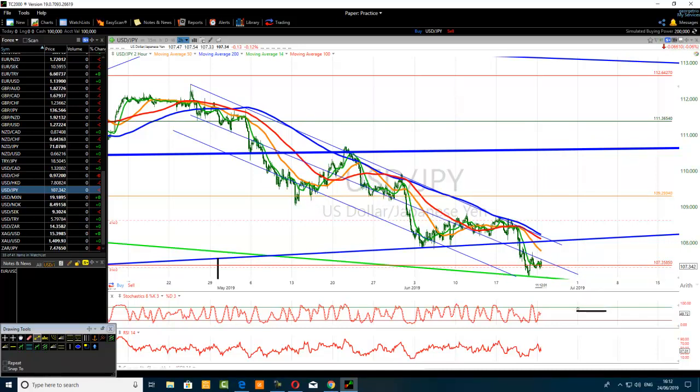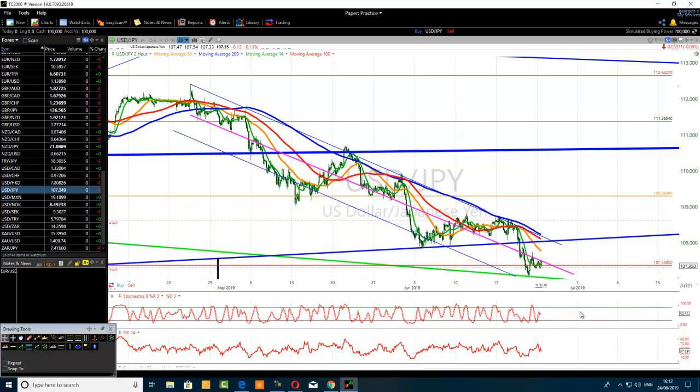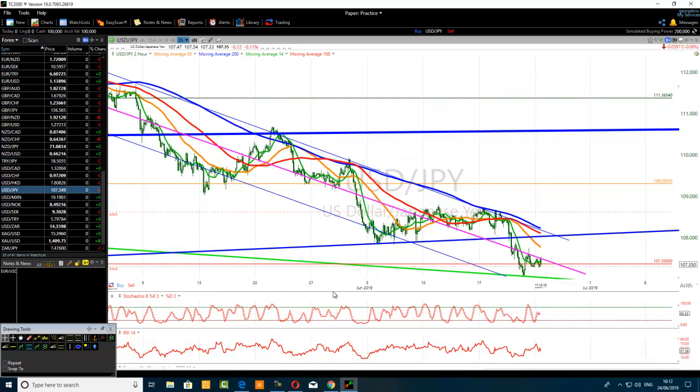Okay, so here we are. Pay attention to the median line on that channel. Here we are. I'm going to change the color of that median line into pink. There we are. So that's our channel on the 2-hour time frame.